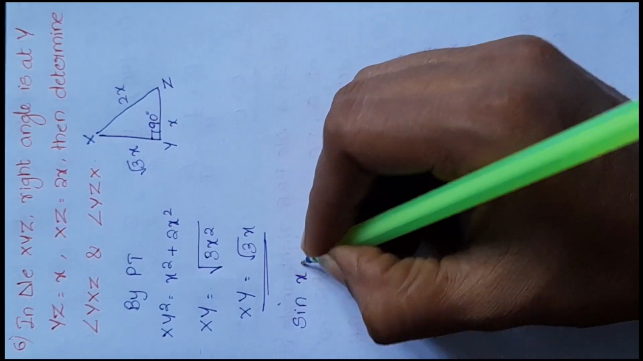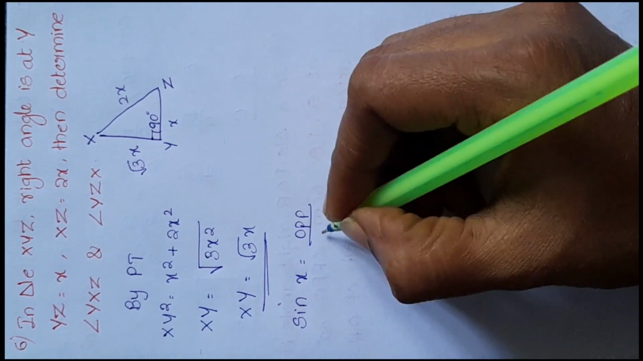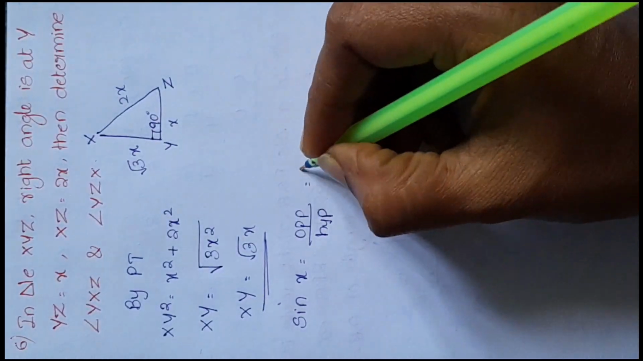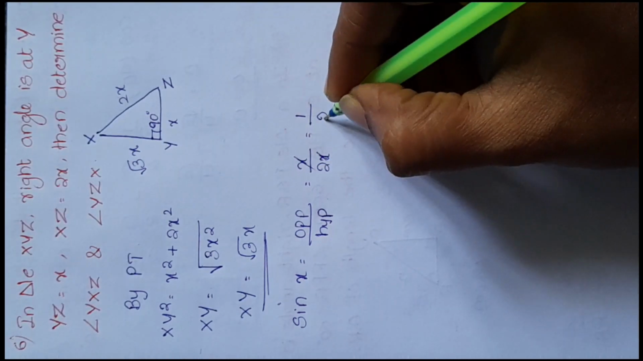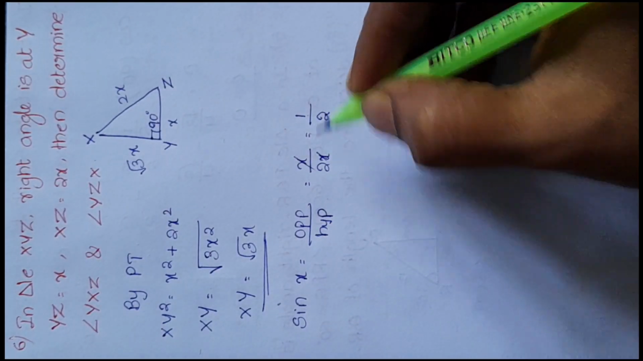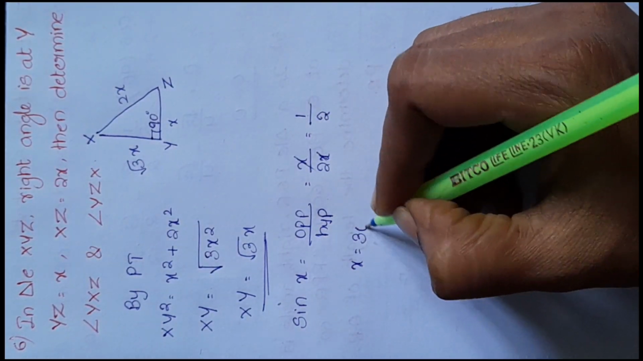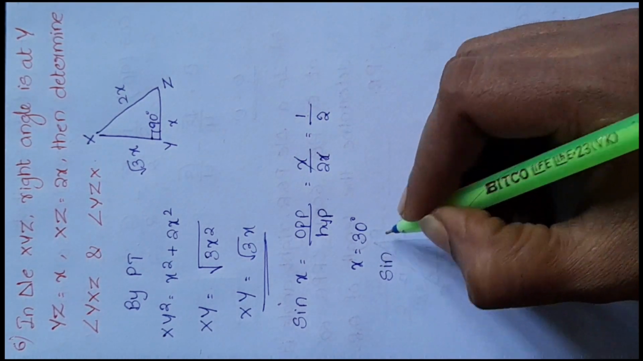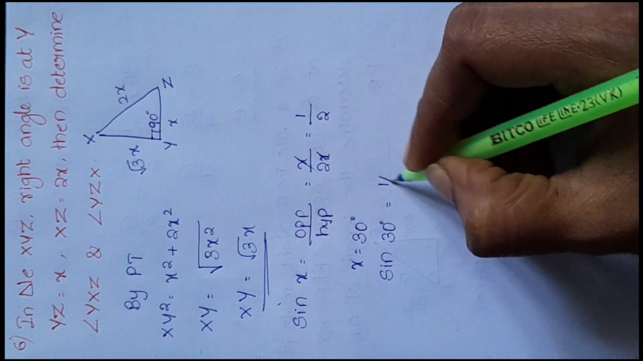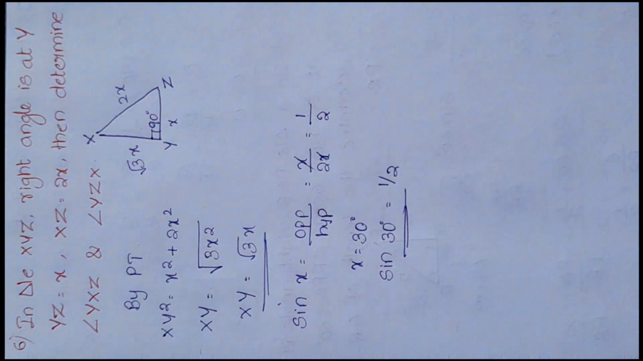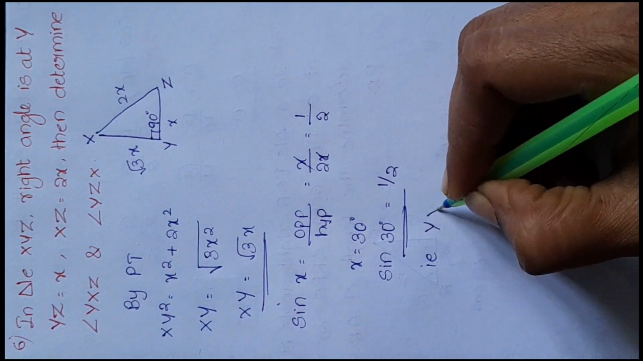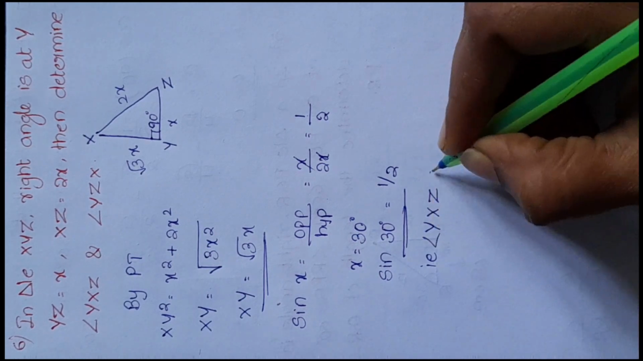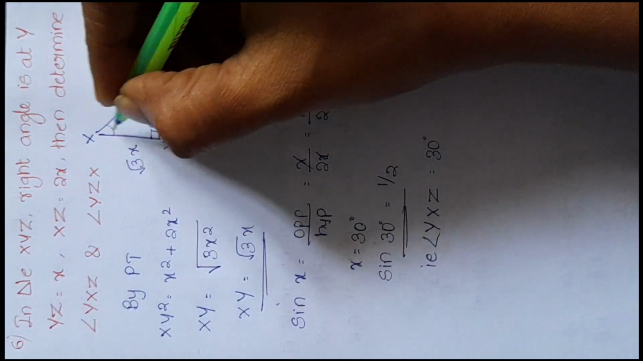Now sin x is equal to opposite side by hypotenuse. So x by 2x. This can be written as x gets cancelled, 1 by 2. Sin x is equal to 1 by 2. That is x is equal to 30 degrees because sin 30 degrees is equal to 1 by 2. So x becomes 30 degrees. That is angle YXZ is equal to 30 degrees.